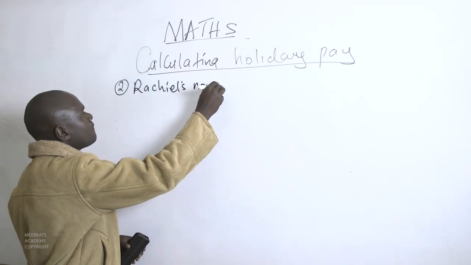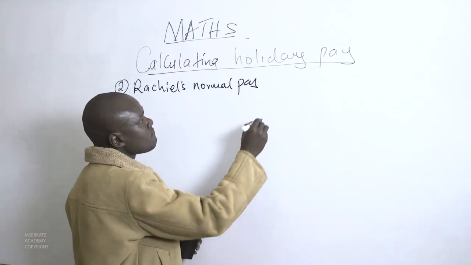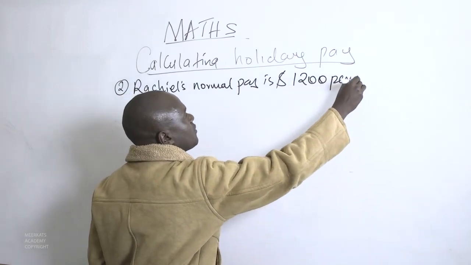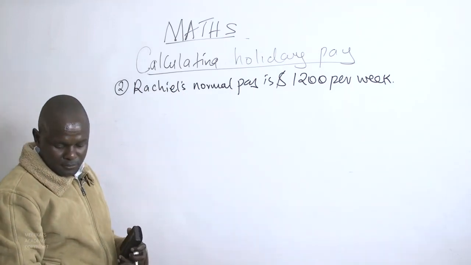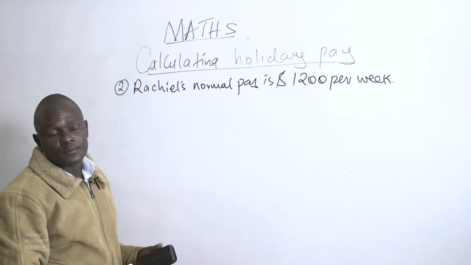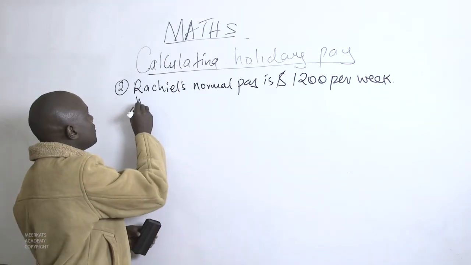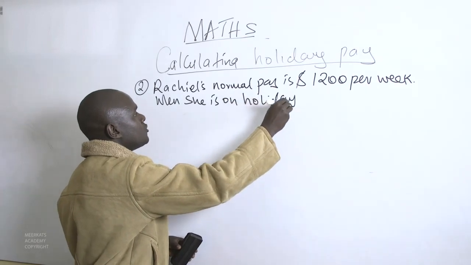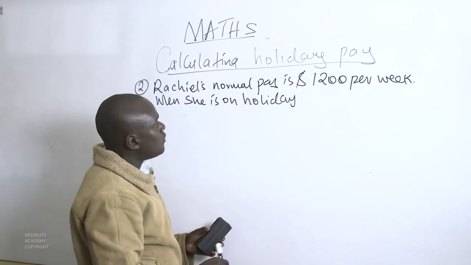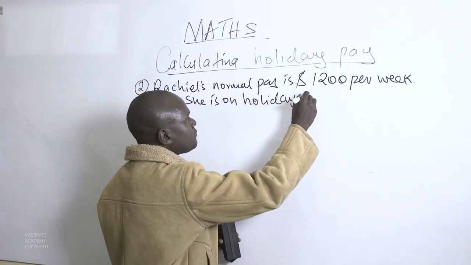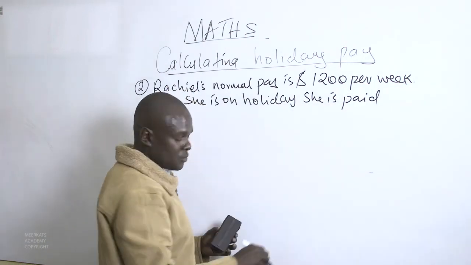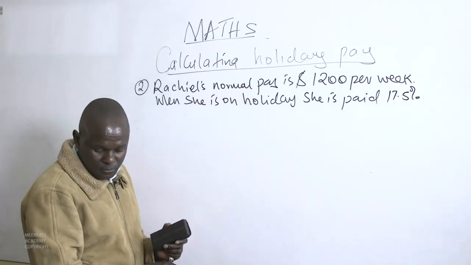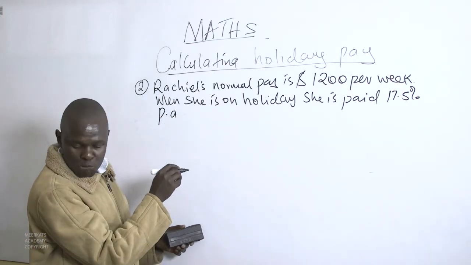Rachel's normal pay is $1,200 per week. When she is on holiday, she is paid 17.5% per year leave loading.